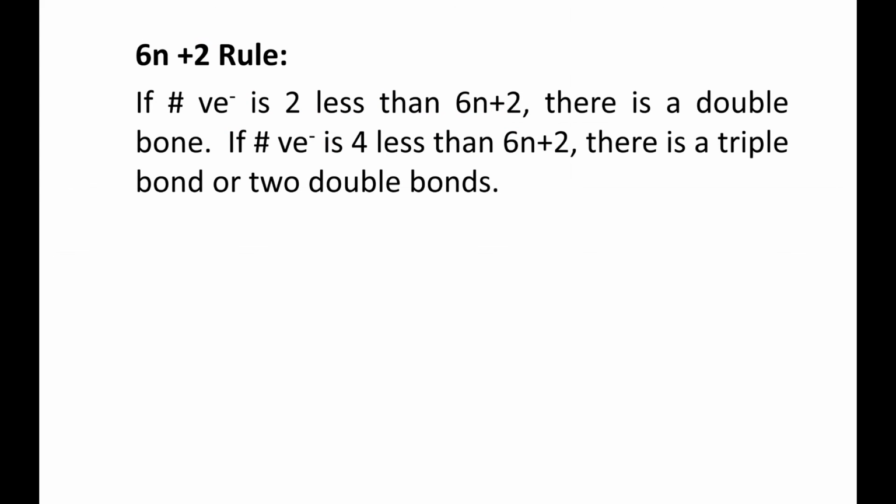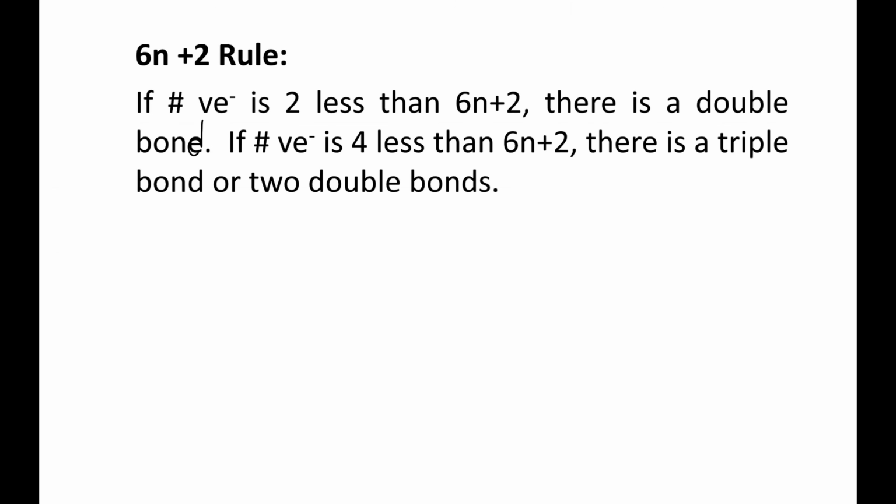Now, there is such a thing called the 6n+2 rule. If this helps you, you can do this ahead of time. Otherwise, just do what I did before, where you put all the electrons, and if it's got 2 extra, take out 4 of them to put a double bond. But if you don't want to have to erase electrons, then you can use the 6n+2 rule.